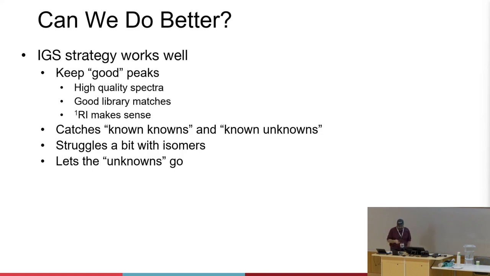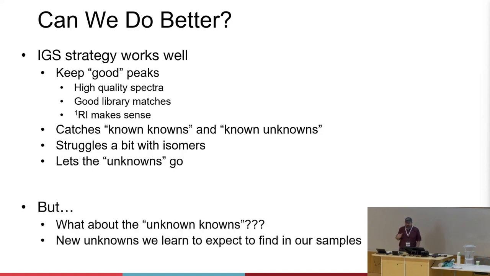But one of the things we really want to try and do, especially if you're looking at exposures, environmental data, what about the unknown knowns? This fourth category of peak that people kind of ignore. These unknown knowns are compounds which we have learned to expect to find. We always see them in our samples. We don't know what they are, but they're always there. So they're unknowns, but we know that they're there, so they're expected.